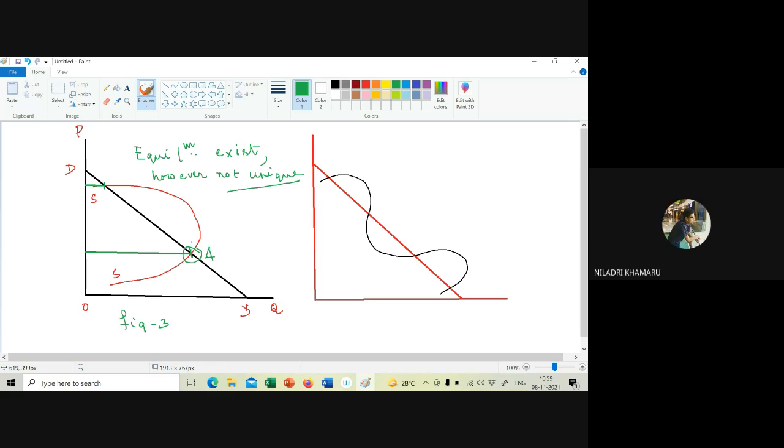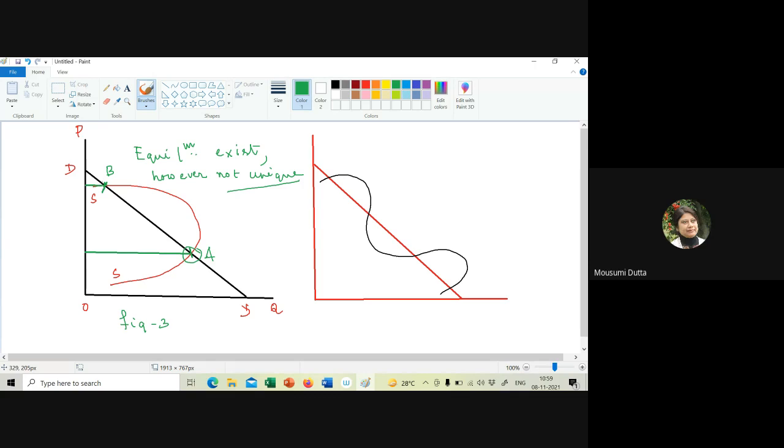Yes, ma'am. Okay. Now, if I look at this point, second point B, demand is exactly equal to supply or not? Yes, ma'am. Okay. So, equilibrium is a state. In this context, it is not being unique, but demand is equal to supply, so it is an equilibrium.